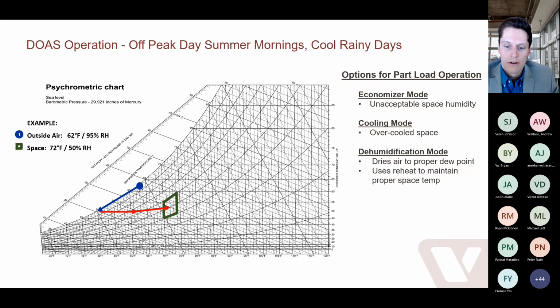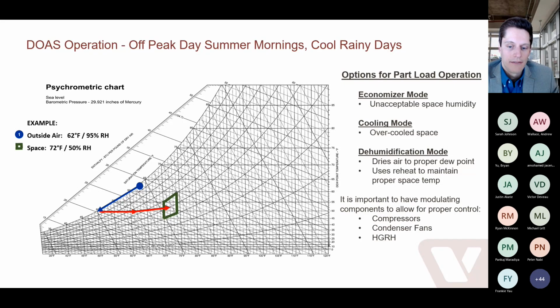So it's really important in this case to have components that can modulate, because again, in this condition, we're not going to be running 100%. We're probably running at some modulated down part load condition. So compressor turn down is really important. Condenser fan modulation, hot gas reheat valve modulation. Those are all important things to think about. Your DOAS unit, or system for that matter, has to be designed to handle those peak days, but it also has to be designed to handle the part load days, be able to modulate your compressors and other components down.